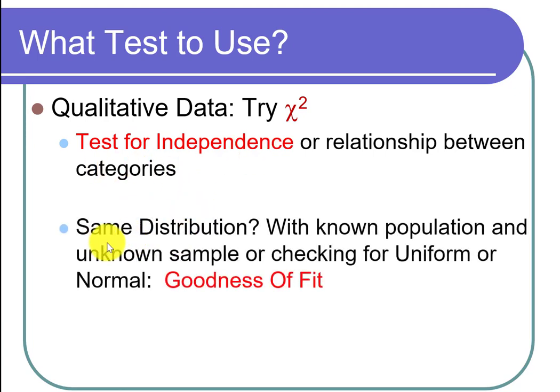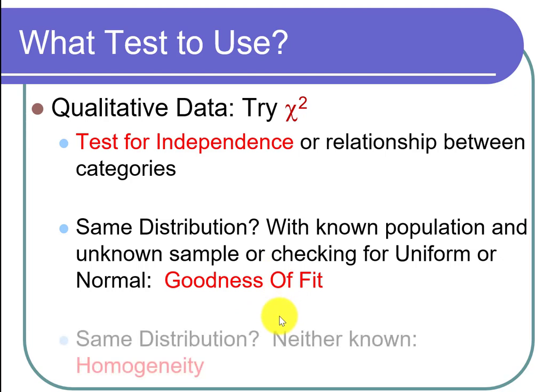Then there was, do we have the same distribution as a known distribution? So often that is, is the distribution uniform? Is the distribution normal? Or is the distribution the same as some maybe big distribution we already know about? Like, we know about what's happening in all of the United States. How about our town that no one's done research in? That's going to be a goodness of fit to see if the distribution is the same as some known distribution.